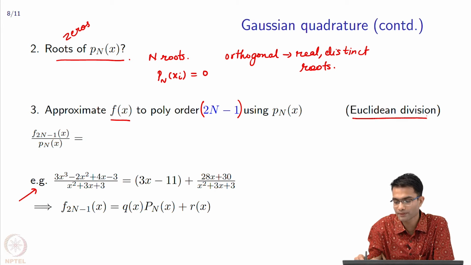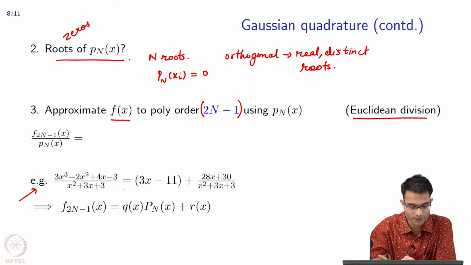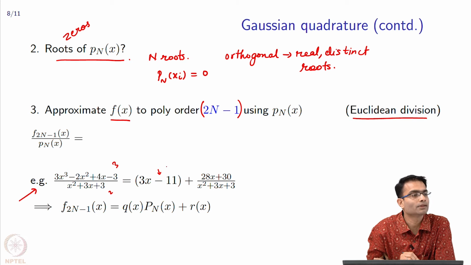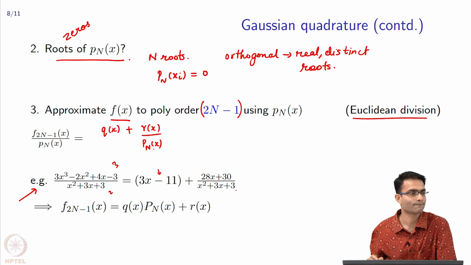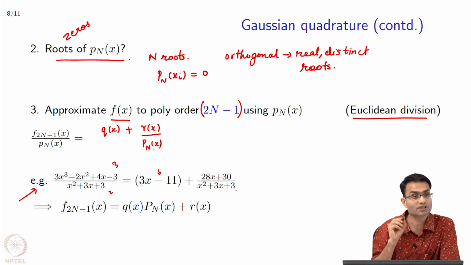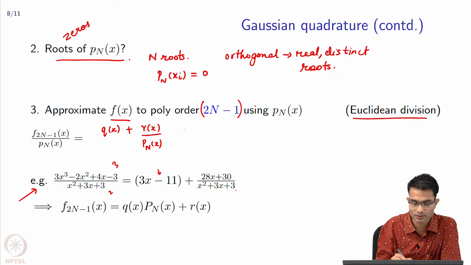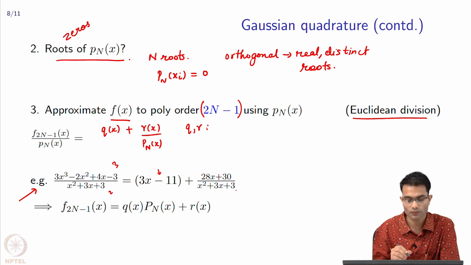In this example, the numerator is a cubic polynomial, the denominator is a polynomial of order 2. This goes back to something which you would have done in high school. It is called Euclidean division of rational functions. If I do this division, the quotient will be order 1, and the remainder will also be of degree 1 in this case. The same thing applies over here. I will get a q(x) plus some remainder r(x).